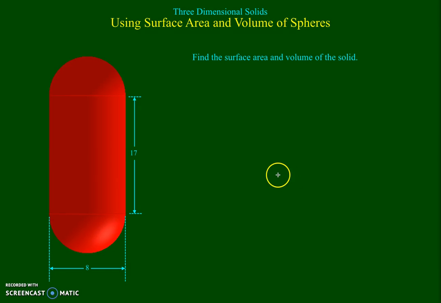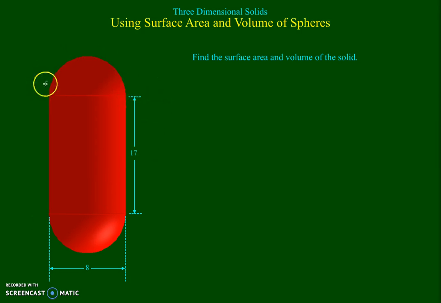In this example, we have a composite solid that appears to be made up of a cylinder forming its center portion and a hemisphere on one side and a hemisphere on the other. So let's analyze the surface area of this first.